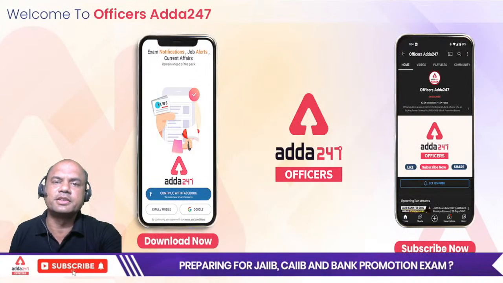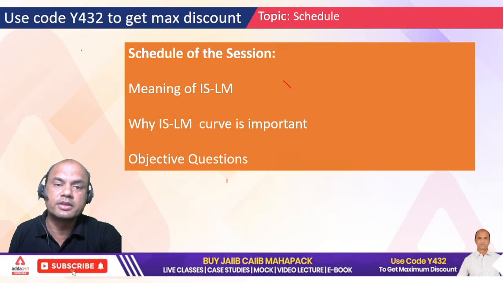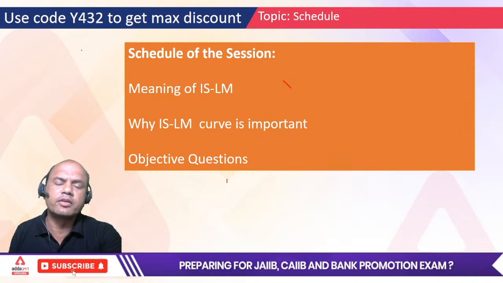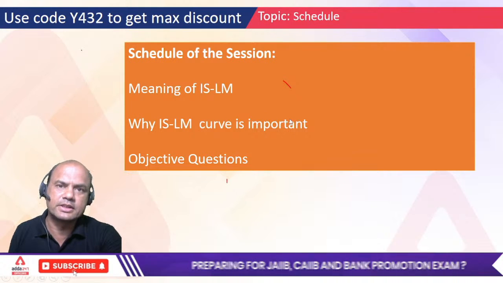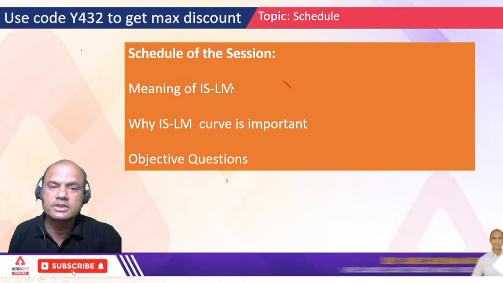Good morning friends, welcome to Adda247. Today's session is important because it's on ISLM curve, module A, ABM. Roughly you get 5 to 6 marks on ISLM curve. Now how are the marks distributed on this ISLM curve?